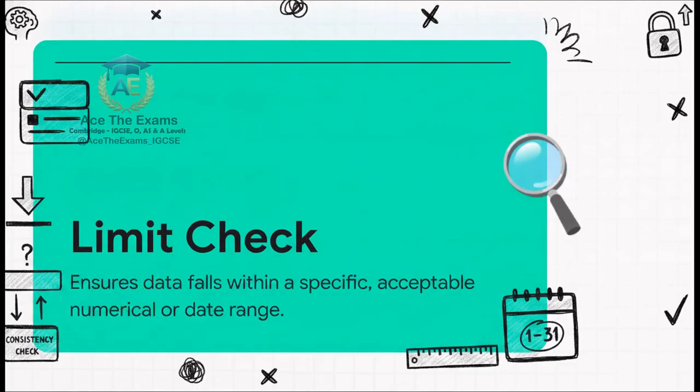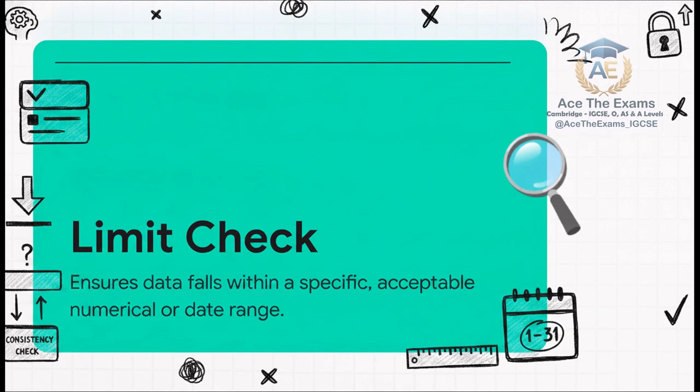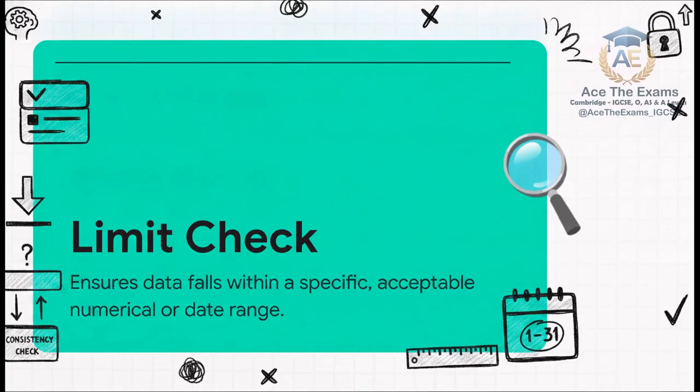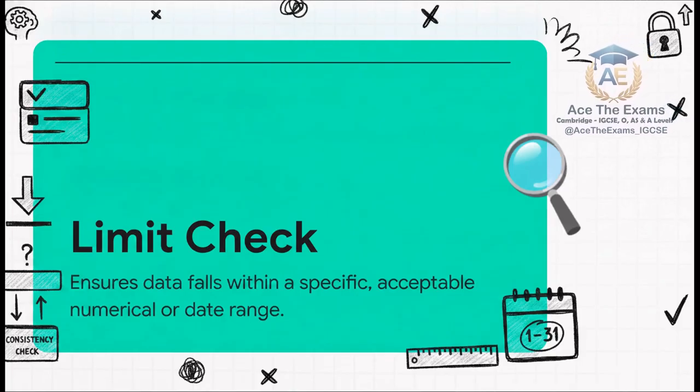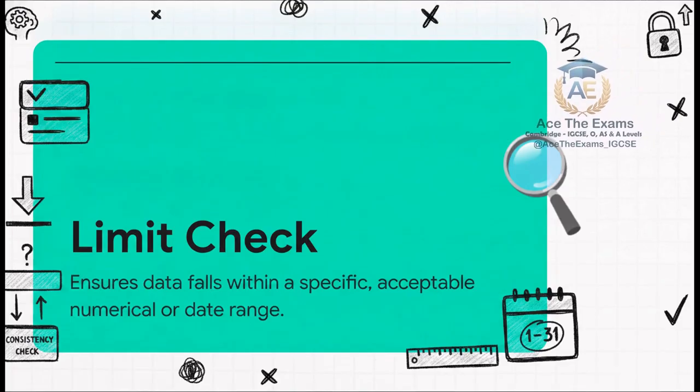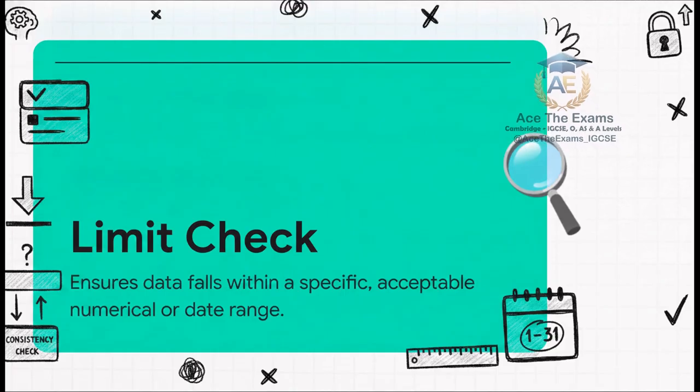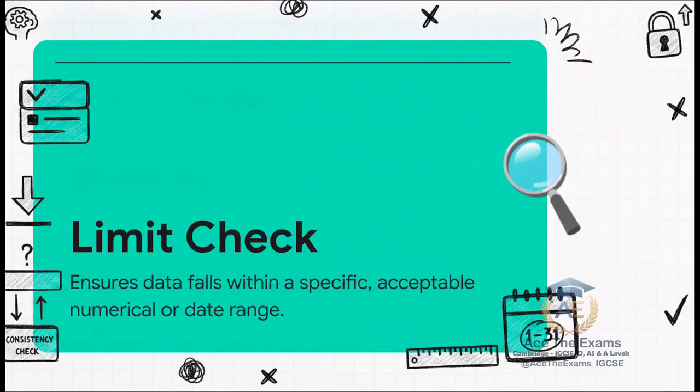Let's lock in a massive quick win right now by clearly distinguishing our three core validation methods so you never confuse this crucial terminology again. First, the lookup check. Think of this as your drop-down menu scenario. It verifies data against a strict, predefined list of acceptable values. Second is the consistency check. This is your data detective. It compares data in two or more fields to make sure they logically make sense together. And third, the limit check, which ensures data falls within a specific, acceptable numerical or date range. Hardwiring these definitions into your brain is step one.